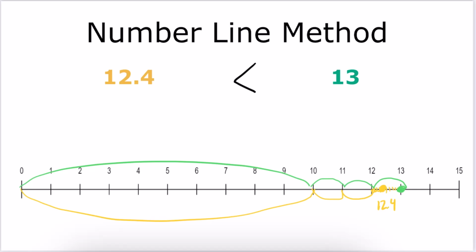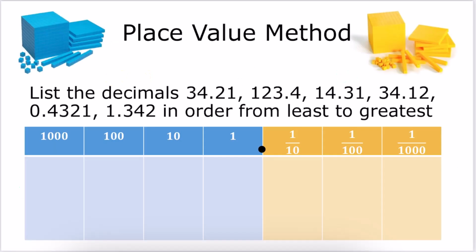And then points that are closer to the left will be the smaller values. And then the last method you can use to compare decimals is the place value method. The way this one works is you basically put all of the decimals into a place value chart, and you compare them based on the largest place value.